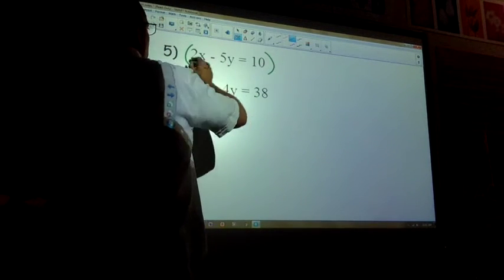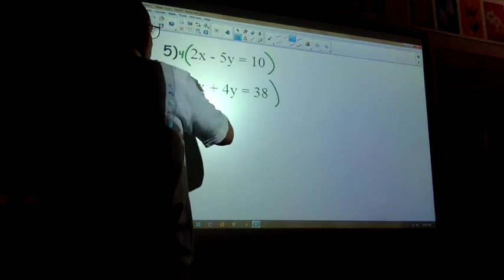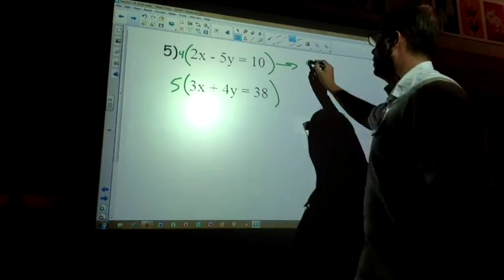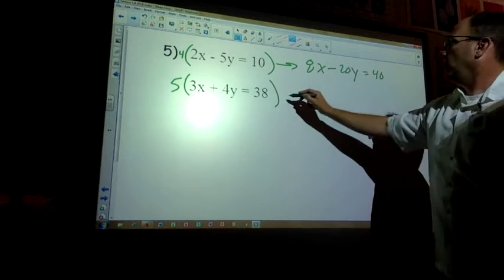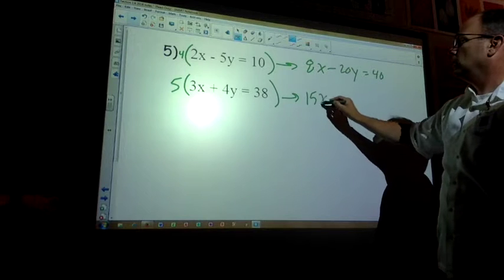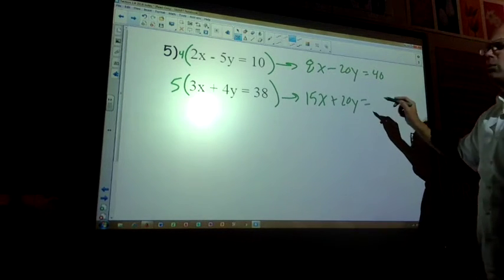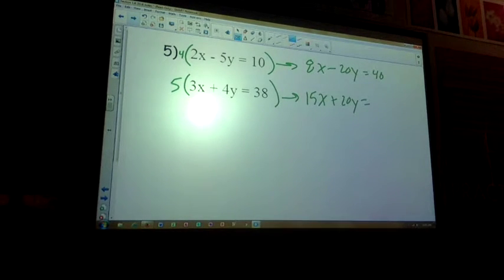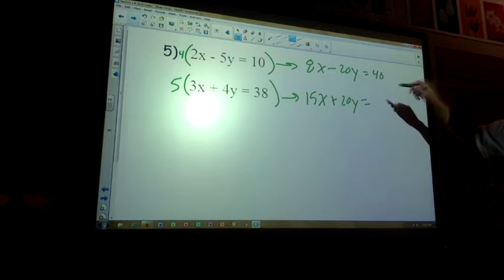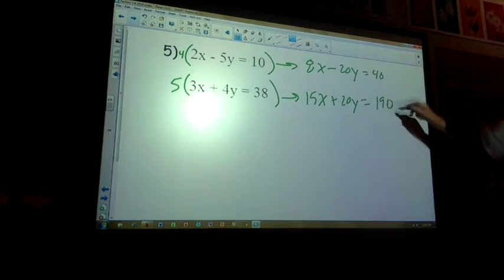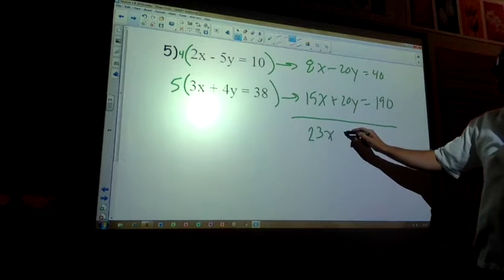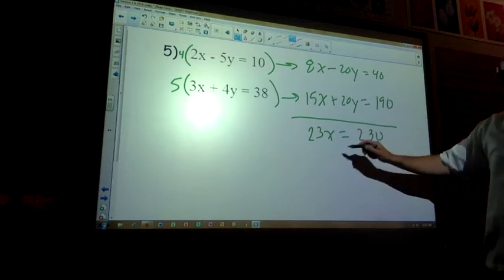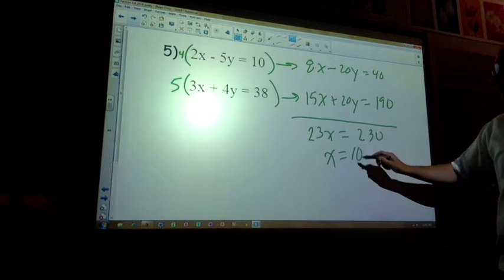So I'm going to multiply the whole top by 4 and the whole bottom one by 5. If I do that, that's going to result in 8x minus 20y equals 40. And then this one is 15x plus 20y equals, what's 5 times 38? 190. Someone with a calculator verify that? Okay. All right, if I add these together now, I'm going to get 23x is equal to 230. So x is going to give me 10. Is the problem done?